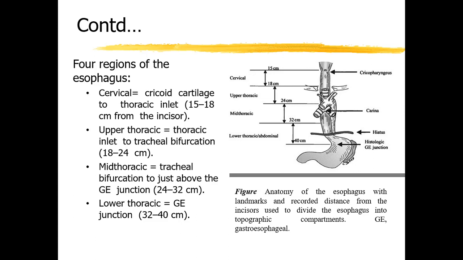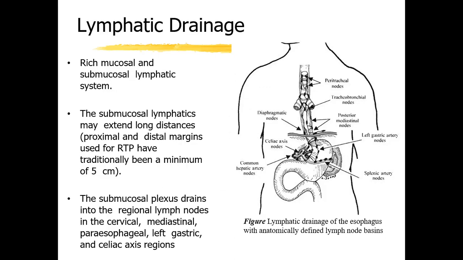Now we divide the esophagus into 4 portions for the sake of the diseases or malignancies related with those parts. That is the cervical, which starts from the cricoid cartilage to the thoracic inlet, then upper thoracic, from the thoracic inlet to the tracheal bifurcation, then mid thoracic, from the tracheal bifurcation to just above the gastroesophageal junction, and then lower thoracic, that is the gastroesophageal junction, that is the abdominal esophagus.